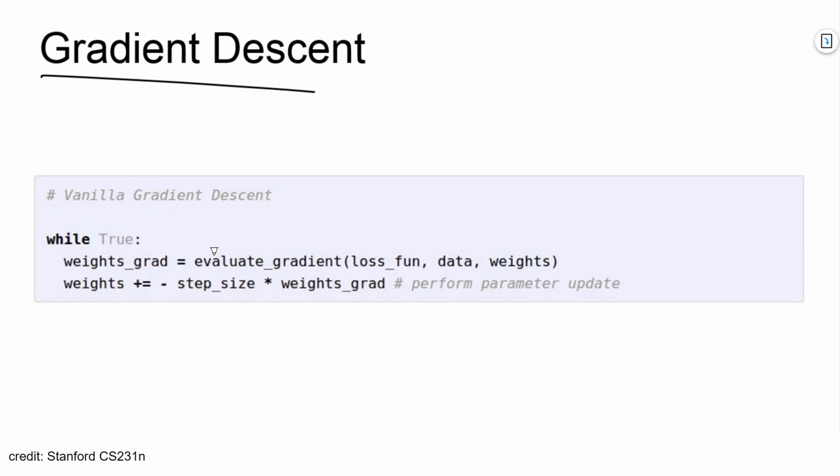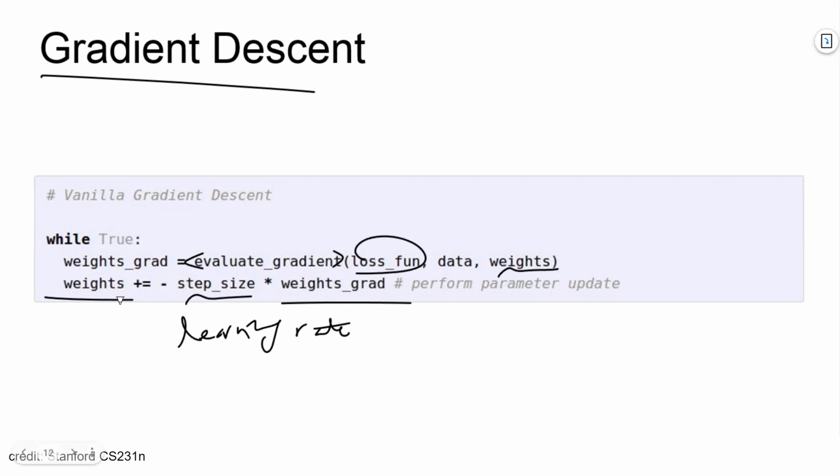What we do is we first evaluate the gradient of the loss with respect to the weight. And then we multiply the gradient by a step size. We sometimes call this step size, but learning rate is more common terminology. And then we update the weight. And you can think of learning rate as a scale factor for the gradient.